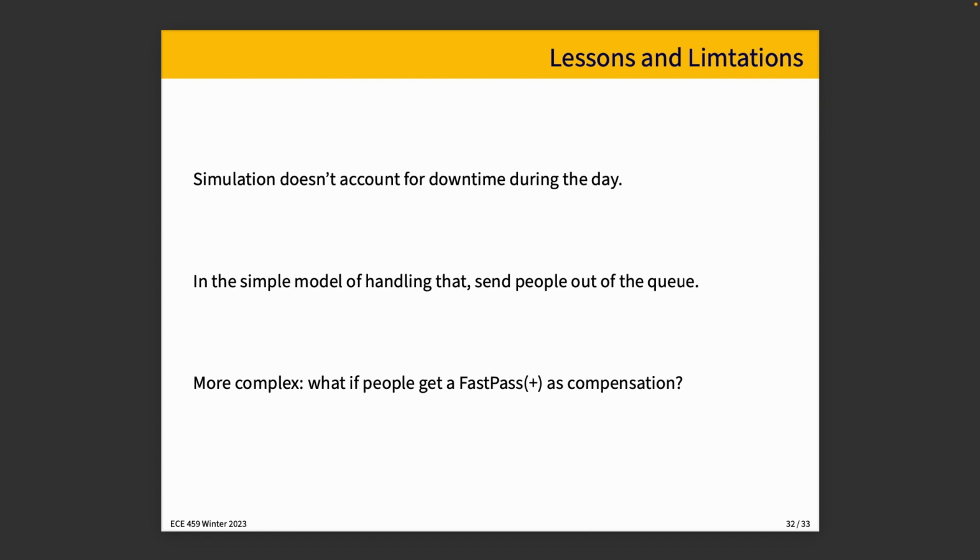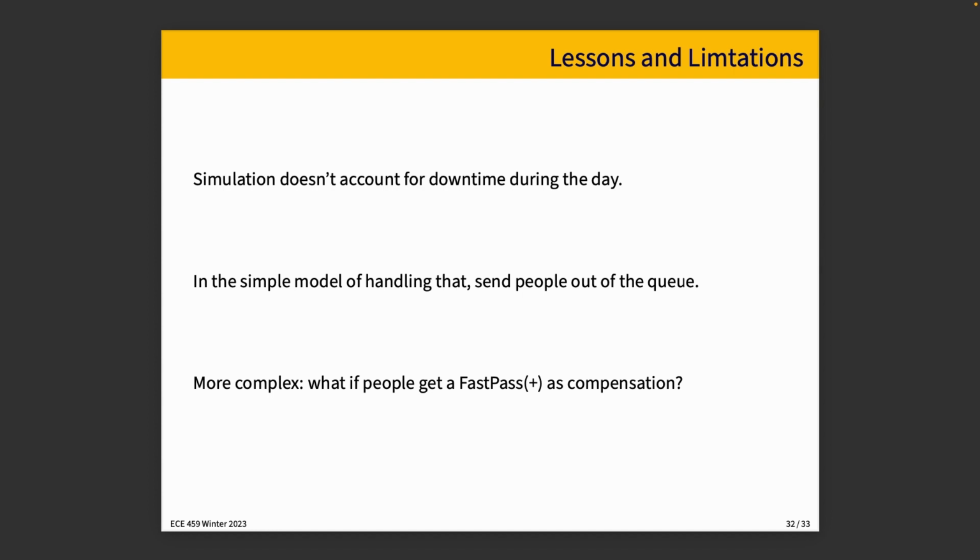In a simple model of a scenario, you could say, if the ride goes down, with some low probability, then we just send everybody who's in the queue back out into the world and say, well, decide now what you want to do. Maybe they go to the next attraction. Maybe they just give up and go home. That's a personal decision. But in reality, people who had some sort of fast pass for the ride that went down might get another fast pass as compensation, which could have interesting downstream effects.